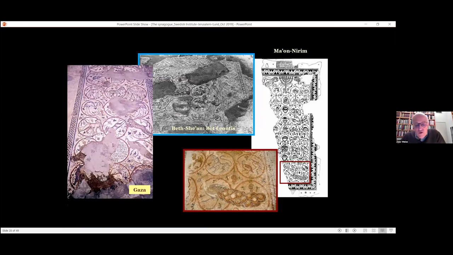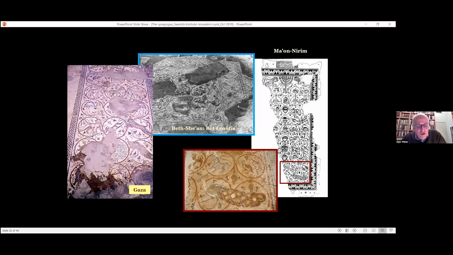Carpets with slightly more intricate overall designs are known at Maon Nirim, Gaza, Mayumas, as well as the small synagogue at Bet She'an. This is the one at Gaza, Maon Nirim. This is a part from the mosaic, and this, unfortunately, I don't have a colorful mosaic from Bet Leontis.